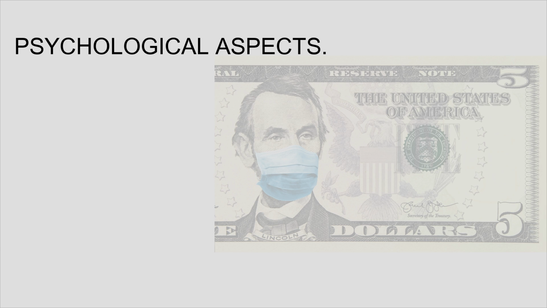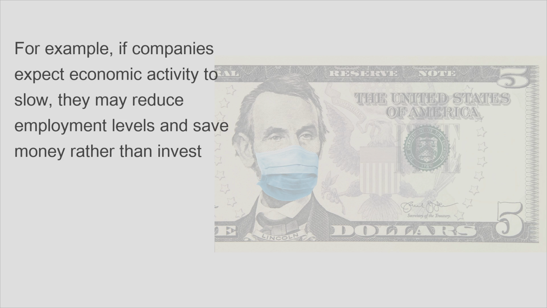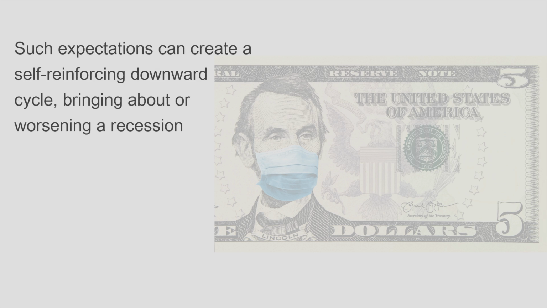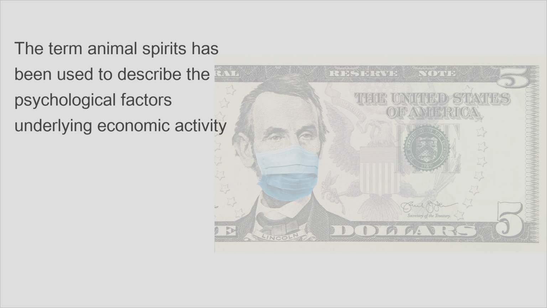Psychological aspects. Recessions have psychological and confidence aspects. For example, if companies expect economic activity to slow, they may reduce employment levels and save money rather than invest. Such expectations can create a self-reinforcing downward cycle, bringing about or worsening a recession. Consumer confidence is one measure used to evaluate economic sentiment. The term animal spirits has been used to describe the psychological factors underlying economic activity.